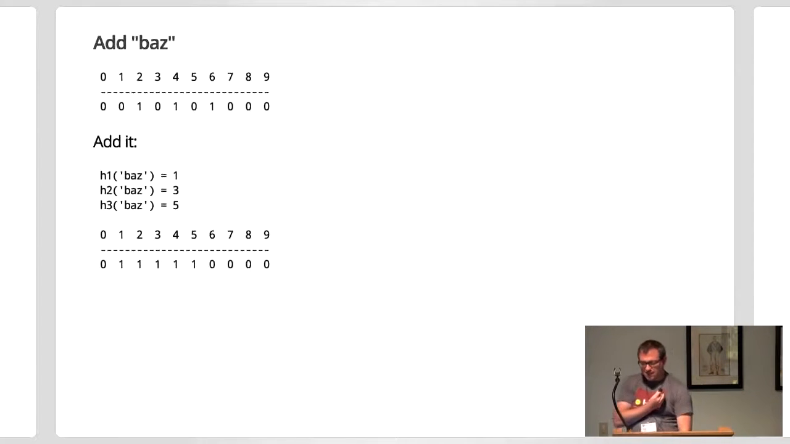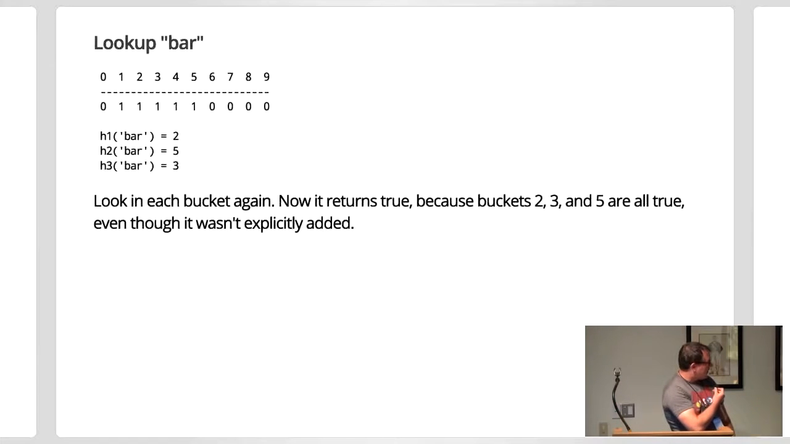Now we're going to add baz, same basic idea as before. 1, 3, and 5 are its hash values, so we set the bucket values to those to true. And then we're going to look up bar again. This time, it's the same values as before, 2, 5, and 3. But it now returns true because each of those bits for buckets 2, 5, and 3 are all true.